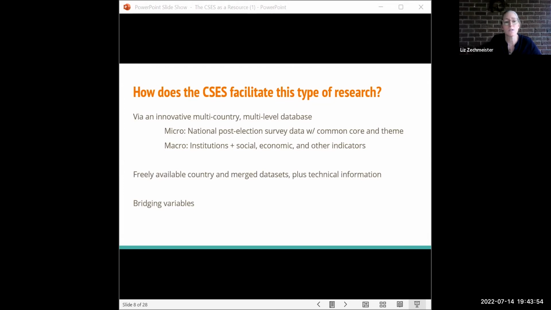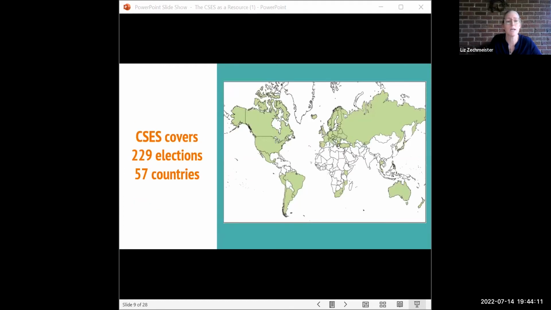The database also contains bridging variables, which are variables that make it easy to connect the CSES data to other data sources. What that does is it multiplies the project's potential in terms of the types of research questions that you can address using the data. In all, the CSES database covers at this current point in time 229 elections from 57 countries.